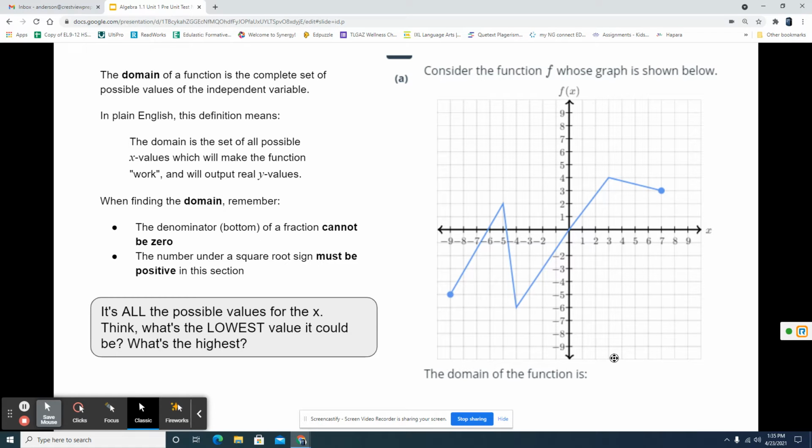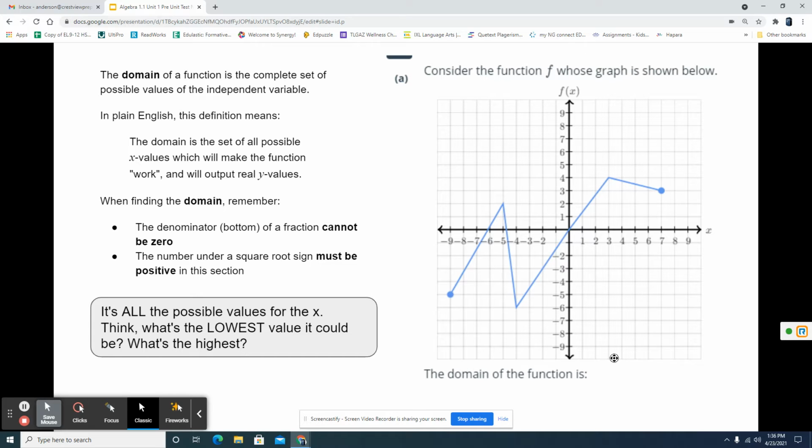The domain of a function is the complete set of possible values of the independent variable. In plain English, that means the domain is the set of all possible x values which will make the function work and will output real y values. So when you're finding the domain, remember, the denominator of the fraction cannot be 0, and the number under the square root sign must be positive.